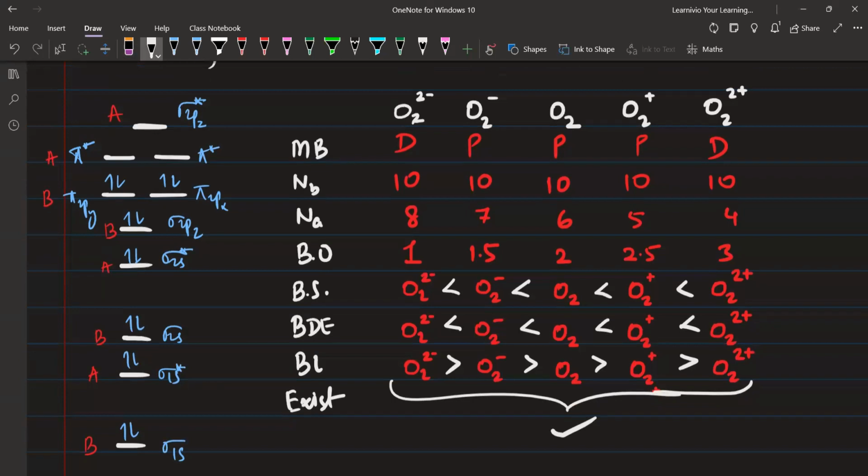Copy this down. Please redo this whole exercise 2 or 3 times. They will ask, show how the O2 molecule is paramagnetic. You have to do this with the molecular orbital story.